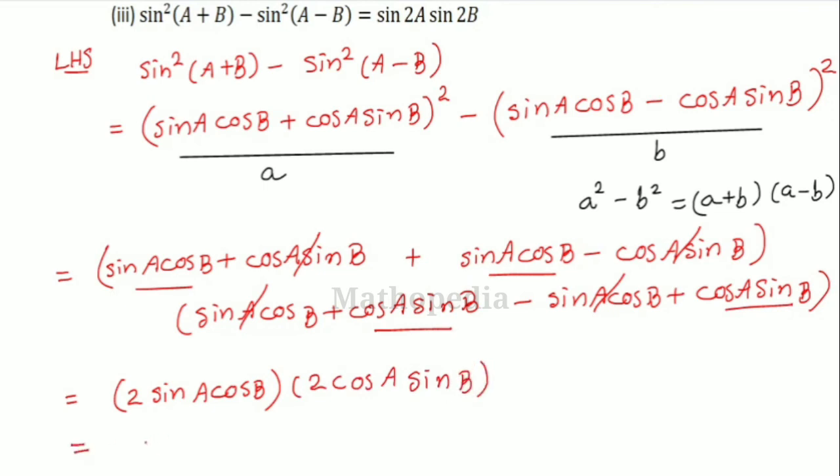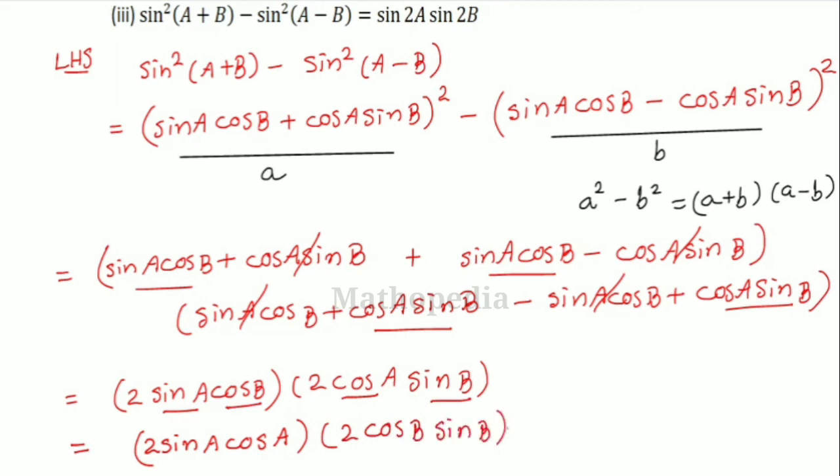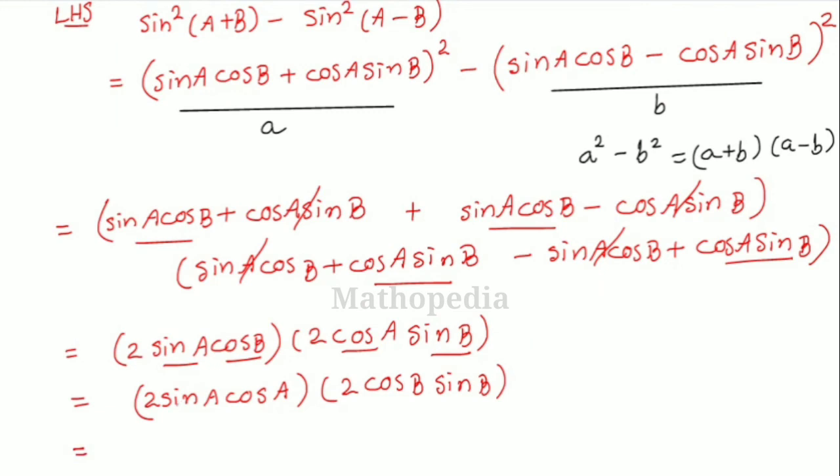This is equal to 2 into, write sin A and cos A together, so sin A cos A. Similarly, write cos B and sin B together. Equal to 2 sin A cos A is sin 2A into 2 sin B cos B is sin 2B. And this is equal to the right hand side.